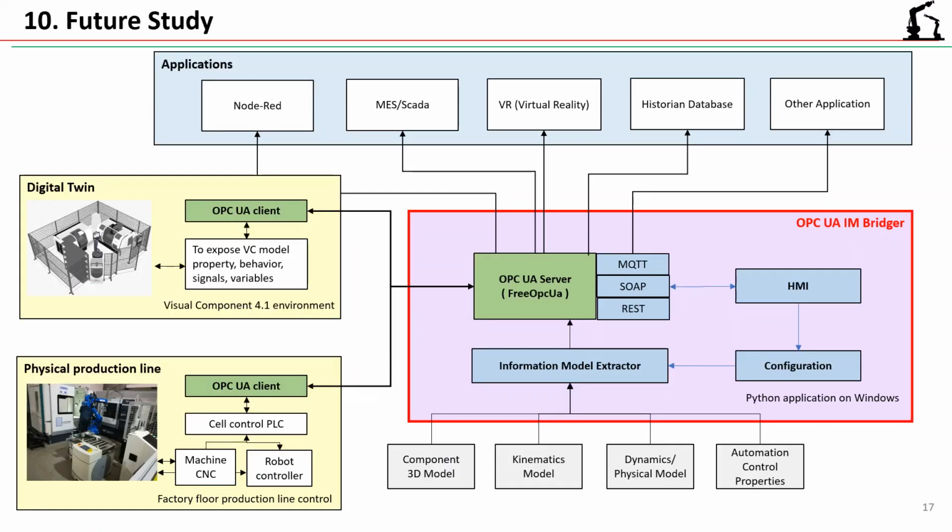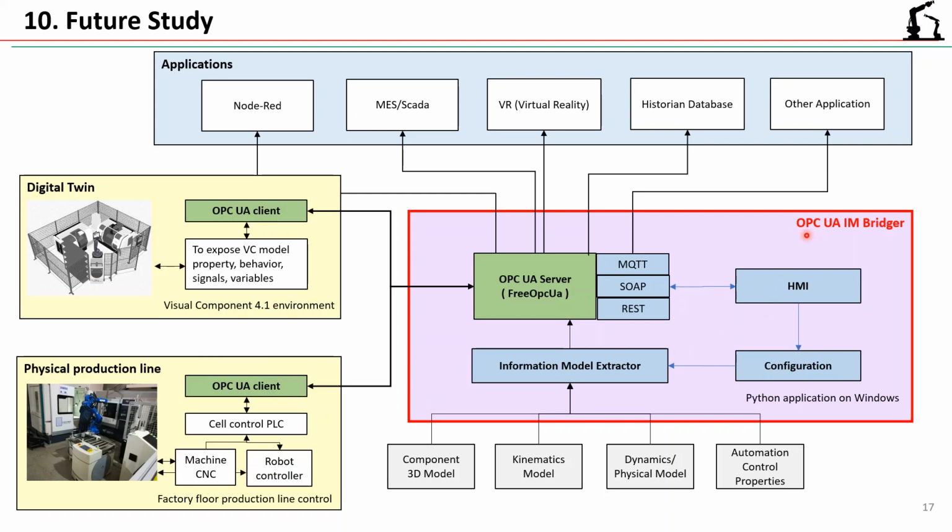So one potential future study is to develop an OPC UA information model bridge. Assume we have a physical automation production line. We want to build its equivalent digital twin, and we want the digital twin and the physical system to seamlessly communicate or exchange data. In order to do that, you need to have a comprehensive information model of the production line available.